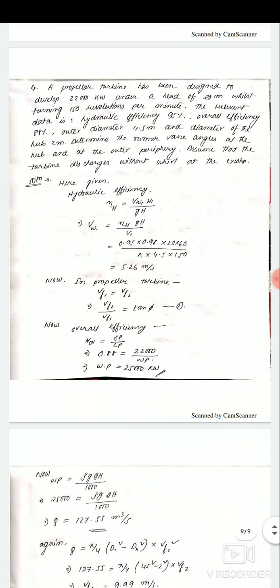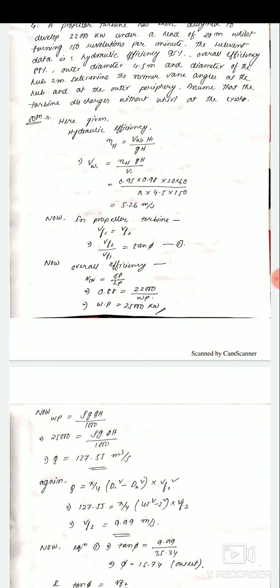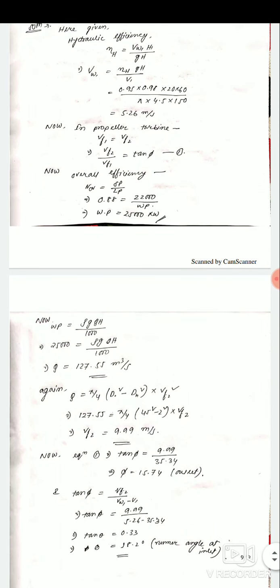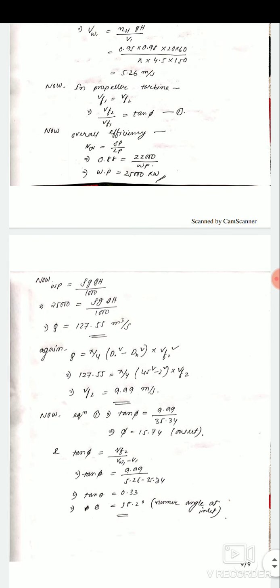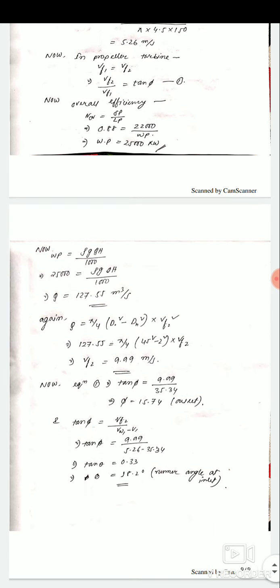Now the overall efficiency is given in the question. So eta overall is equal to 0.88, equal to 22,000 divided by the shaft power. So the power is coming out as 25,000 kilowatt. Now WP is equal to rho g Q H divided by 1000. So 25,000 is equal to rho g Q H divided by 1000. So the flow rate is coming out as 127.55 meter cube per second.